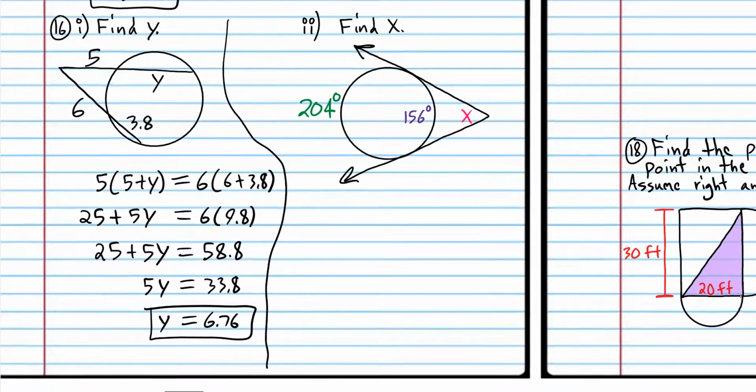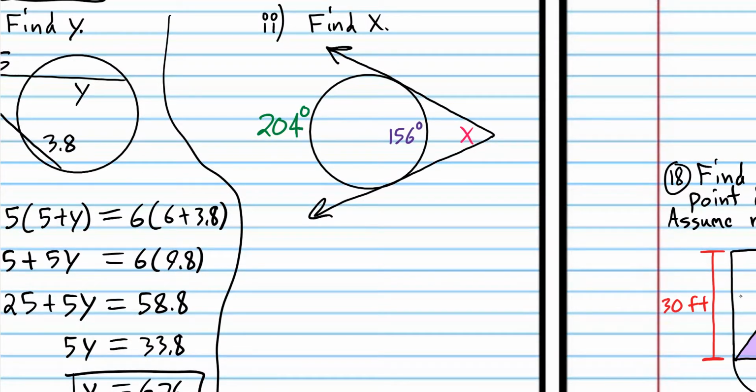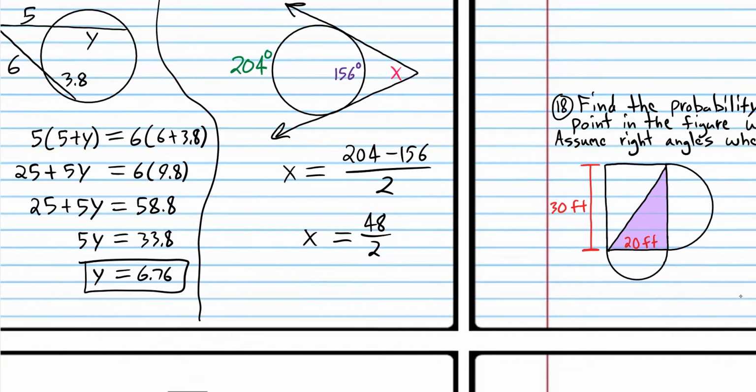All right, on to part 2. If you haven't tried part 2, go and attempt that. When you come back, we'll do it together. All right, we're back. We have two tangents here because they touch the circle once. And we learned a theorem that says that the angle created by the tangents extending from that common point outside the circle is equal to the difference of the arcs that are created divided by 2. So 204 minus 156 is 48. And 48 divided by 2 is 24. So there you go. If you got that answer right, good job.